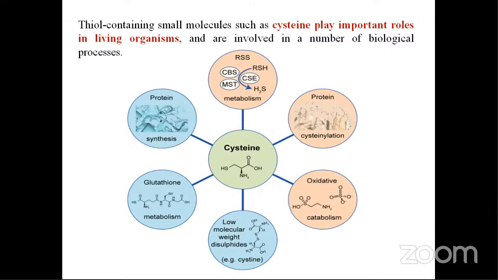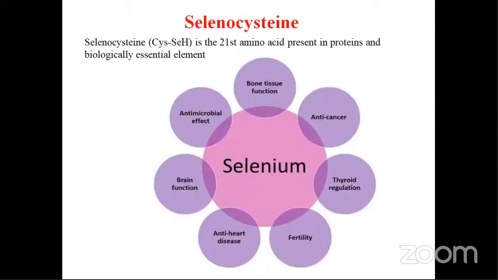This is a very important biologically essential element. This amino acid is genetically encoded by UGA in mammalian tissue. And selenium is a biologically essential microelement. All of you know this very well.